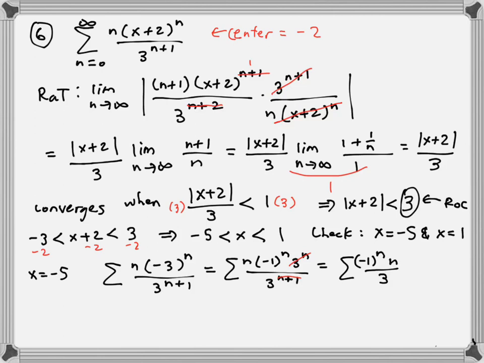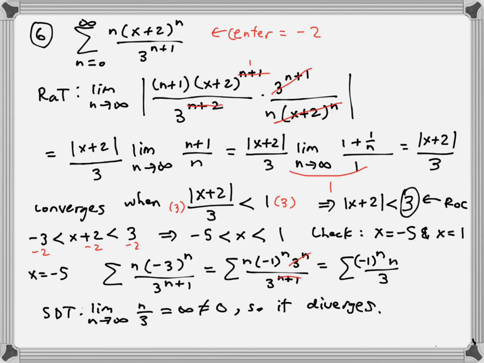Okay. This might look like a tricky series until you realize that this thing doesn't even go to 0, right? So let's use the strong divergence test, right? What would be the limit as n goes to infinity of the absolute value of that? That's just n over 3, which is infinity, which is definitely not 0. So it diverges.